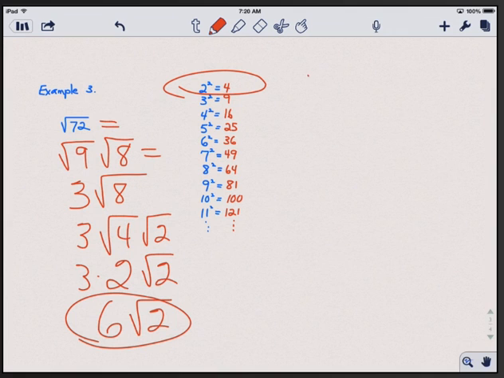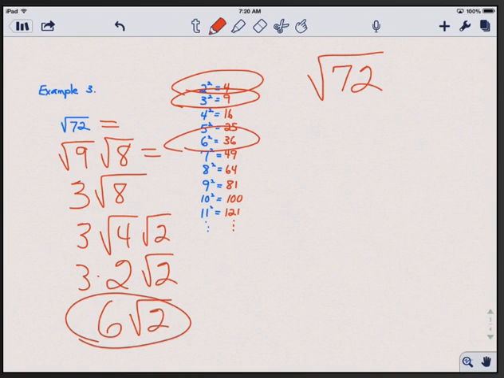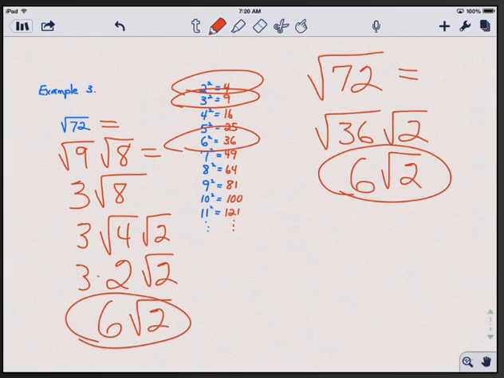Now, you could have started by searching for the largest perfect square that divides into 72. And 4 works. 4 times 18 is equal to 72. 9 is another perfect square that works, as we just indicated over to the left. But 36 is the largest perfect square that divides into 72. 36 times 2 gives you 72. Square root of 36 is equal to 6. Bring down the other factor of the square root of 2, and you can see you end up with the same exact answer, but now there are fewer steps.